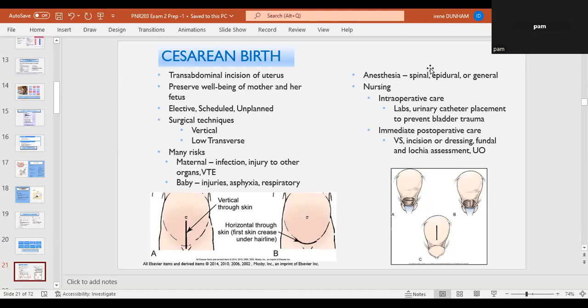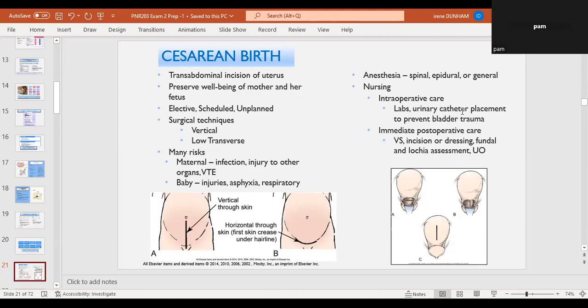They all have their risks, just like any other surgery. You can get a spinal headache from a spinal, and she can get a terrible headache from an epidural. Now, nursing. What you're going to do is what we call intraoperative care. Before she goes back to the operating room, we're going to get her labs. I want to know her CBC, get a UA and coagulation studies. I want to know her platelets before I operate on this lady.